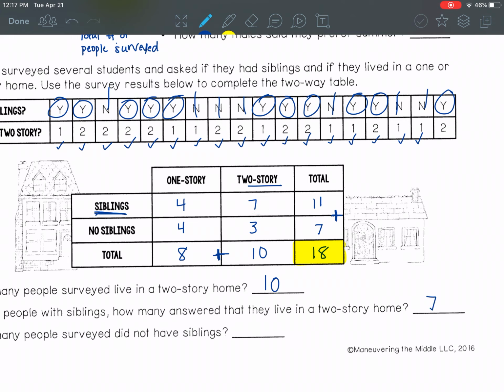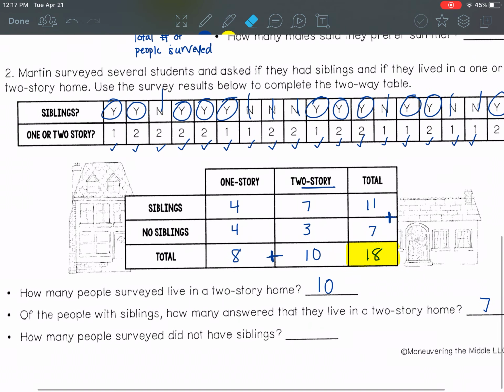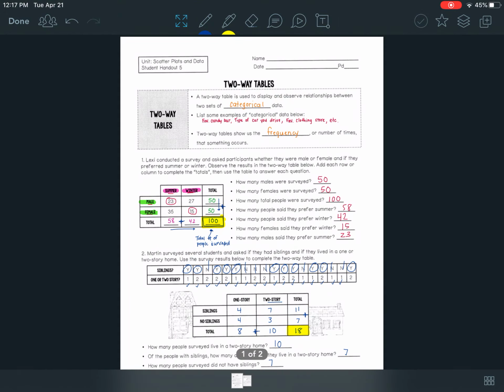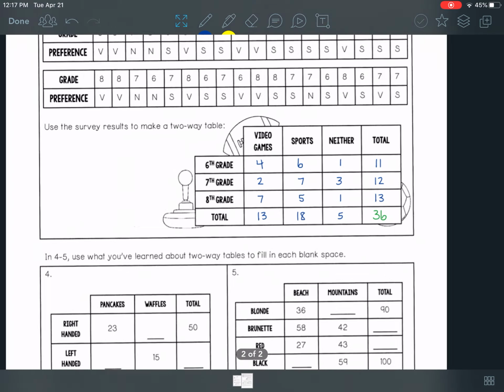All right, I don't want to make your two-way table too messy. And then last question, how many people surveyed did not have siblings? So no siblings, that row has 7 total people with no siblings, okay? Oops, 7.